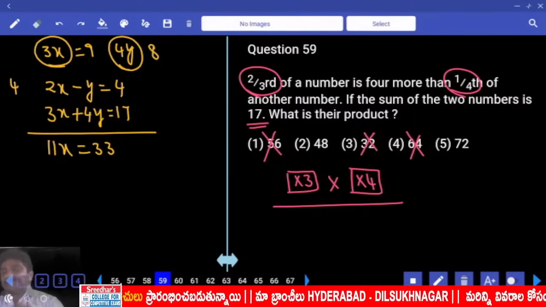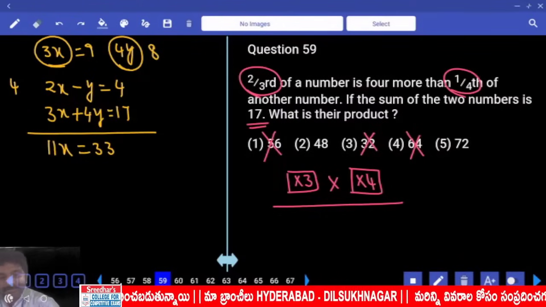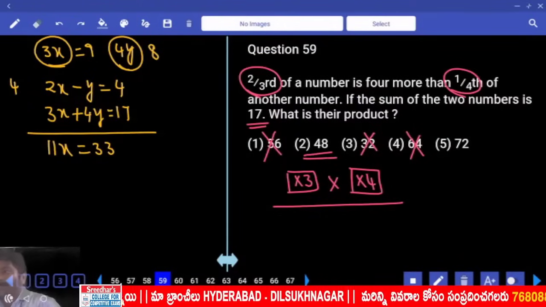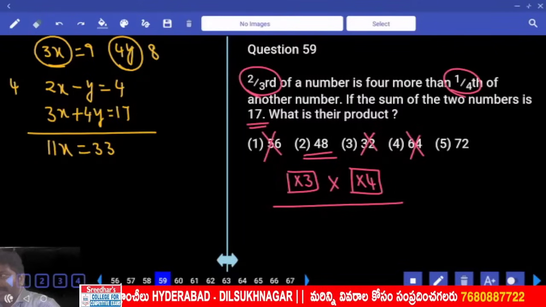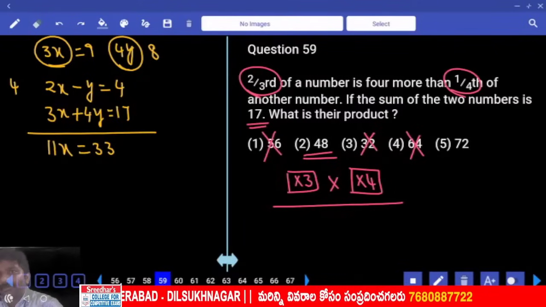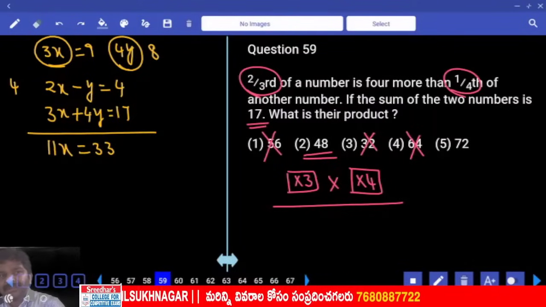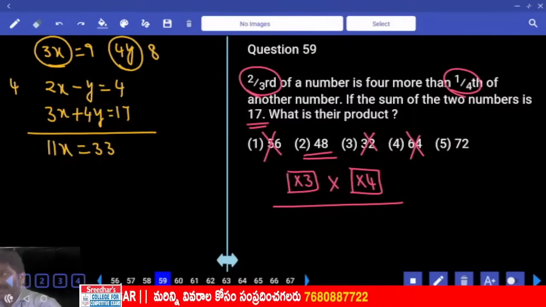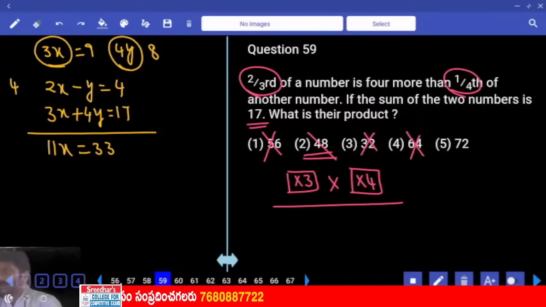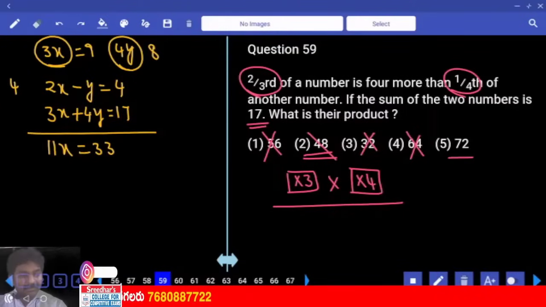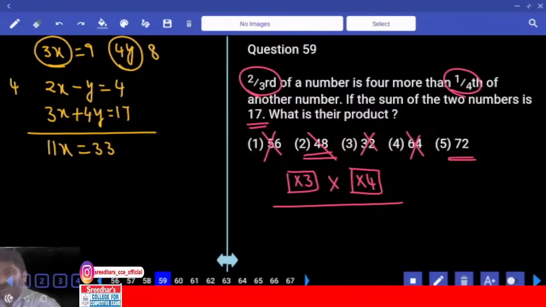The sum of our numbers is equal to 17, and let me verify it. This can be treated as 12 and 4. Is the sum 17? No. Change the combination. 6 into 8 is 48, right? Is the sum 17? This is not possible. 72 can be written as 8 into 9. The sum is equal to 17. All conditions satisfied.